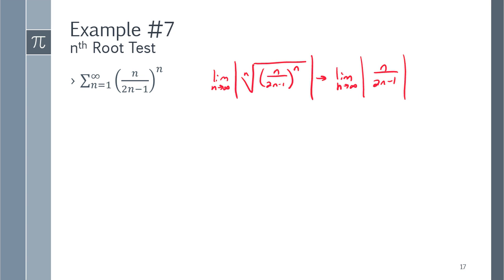Because the top goes to infinity and the bottom goes to infinity, I could use L'Hopital's rule. But because n is going to infinity, I'm going to use n behavior models. So it's n over 2n, which is 1/2. And that is less than 1. So the series converges by the nth root test.